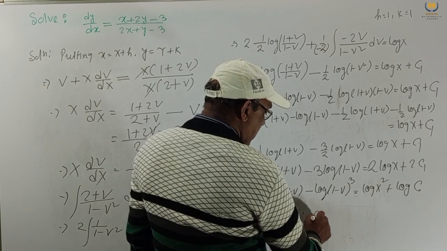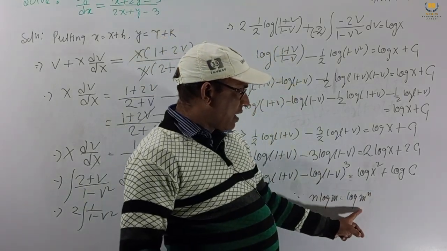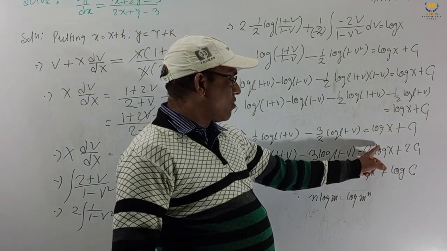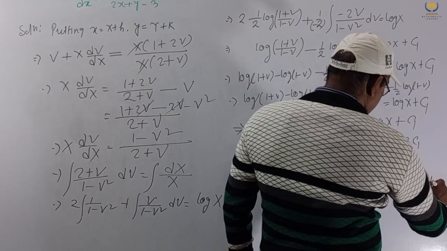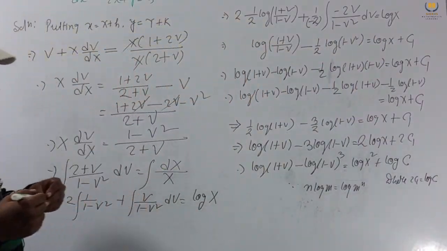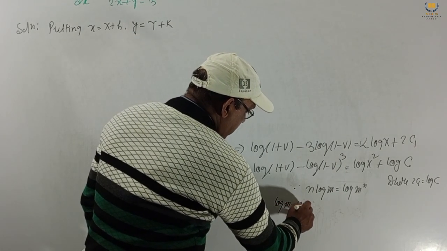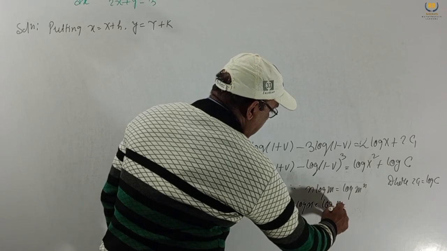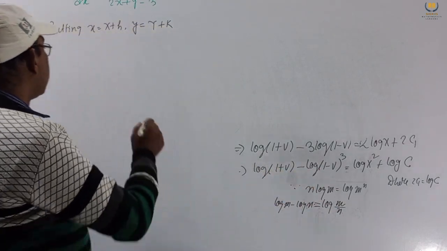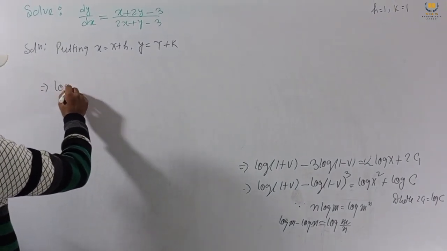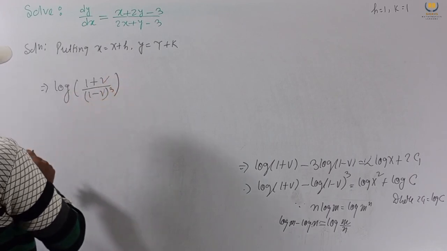Since we know this formula, n log m equals log m to the power n, we write 3 log this as a power, and 2 log this as a power, where 2c1 equals log c. Again, if log m minus log n, then this is log m by n. In logarithm, if minus is given, we write division. So this will be log of 1 plus v by 1 minus v whole cube.